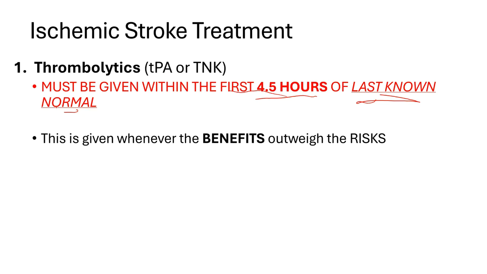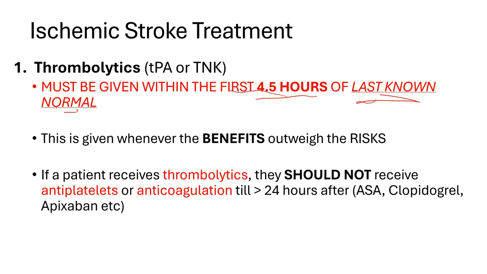We give it if it benefits the patient in any way. The example I gave was an individual who's a singer. Thus, they have a lot of benefit. They make a living off of their voice. Thus, if they can't use it, then that drastically affects their life and their outcomes in life. Thus, anyone who can benefit from it should get it. It is also important to note that if a patient receives thrombolytics, they should not receive antiplatelets or anticoagulation, such as aspirin, clopidogrel, apixaban, until after 24 hours.